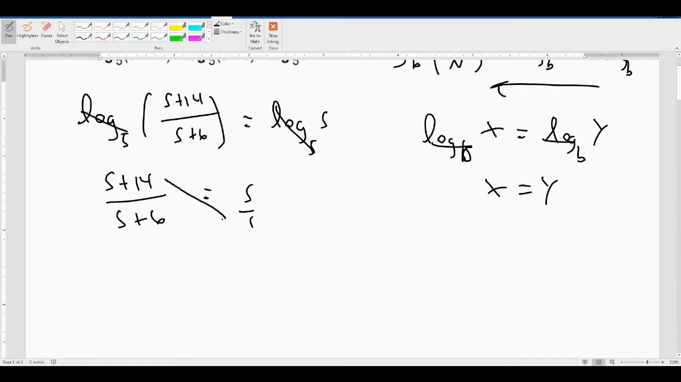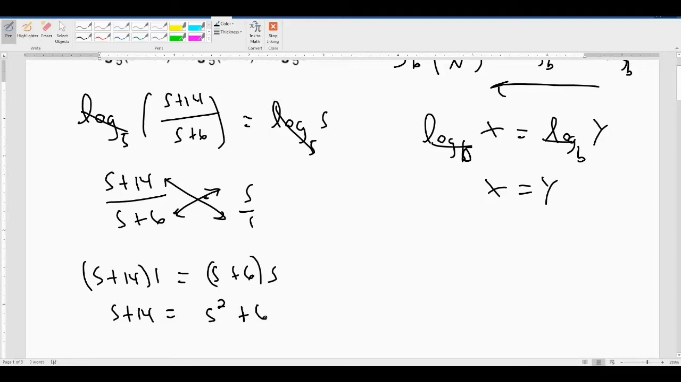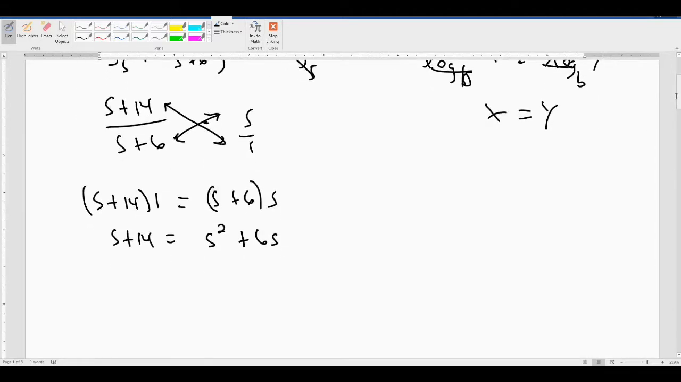I like to cross multiply, and that's what I'm going to do. So we have (s plus 14) times 1 equals (s plus 6) times s. Now s plus 14 times 1 is just s plus 14, and then s times s is s squared, and 6 times s is 6s. Now since we have a square, I need to move everything over to the s squared side so I have this equal to 0. So I'm going to subtract s, and I'm going to subtract 14. And we get 0 equals s squared plus 5s.